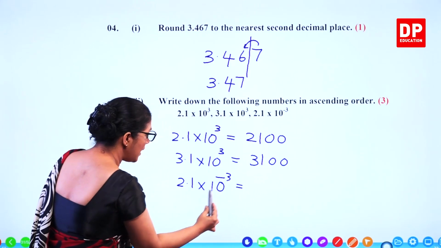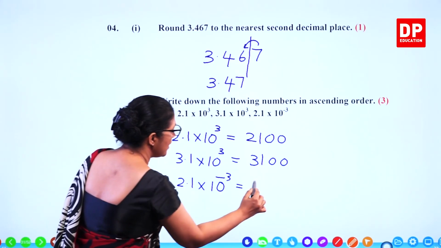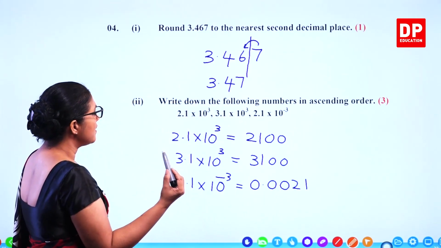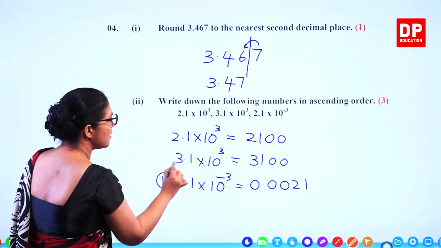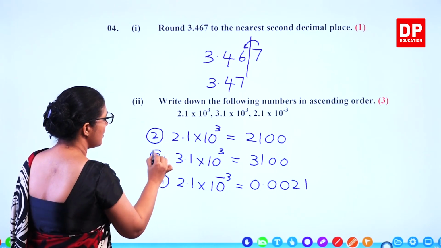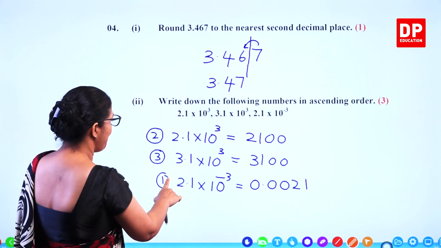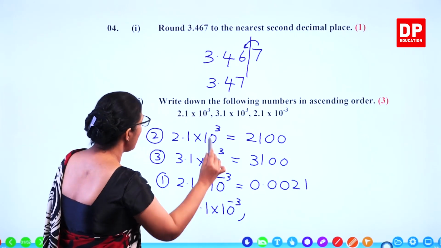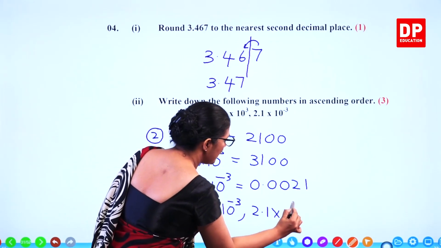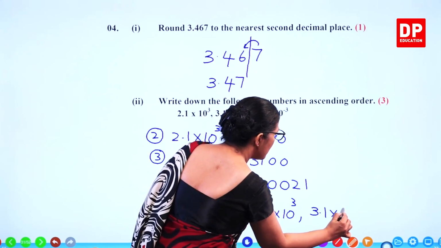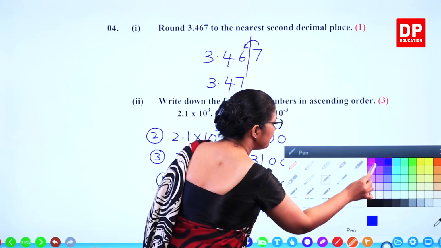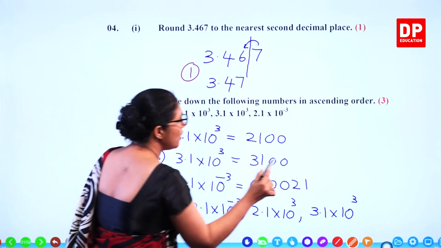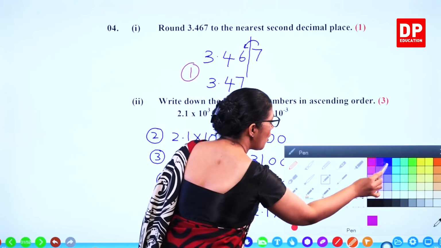You have to move the decimal place to the left now. 1, 2, 3. 0.0021. So what's the smallest one? That's this. Then you get this, and this is the third one. So we'll write down in order. 2.1 into 10 to the power minus 3 first. Then 2.1 into 10 to the power 3. Then 3.1 into 10 to the power 3. So you get 1 mark for rounding and 3 marks for writing these in ascending order.